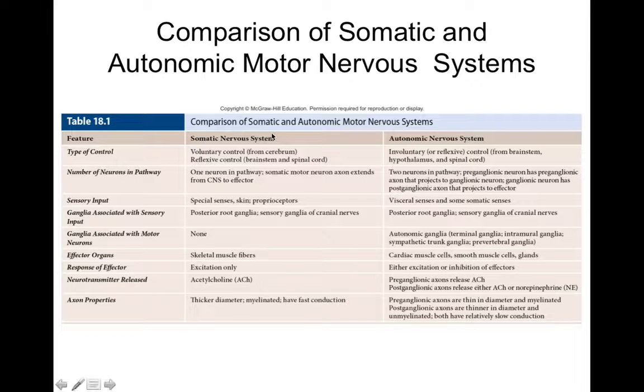So what this slide shows you guys is a comparison of somatic and autonomic nervous systems. Now, is the somatic nervous system voluntary or involuntary? Voluntary. And what does it control? Skeletal muscle. You got it. How about the number of neurons in the pathway? Which one has more, the autonomic or somatic? Autonomic. Good. And what was the significance of that? If it has more neurons. Creates more regulation. Yeah, it's more regulatable, right?